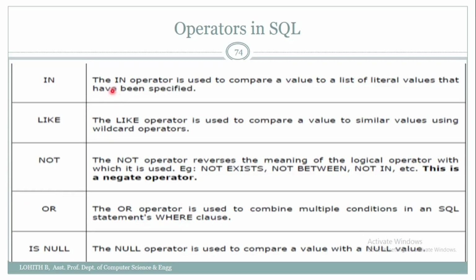IN operator. The IN operator is used to compare a value to a list of literal values that have been specified. Now, for example, if I just want the names of the employees who belong to department number 4, 6 and 8, these are the literal values. In that case, I can make use of an IN operator.